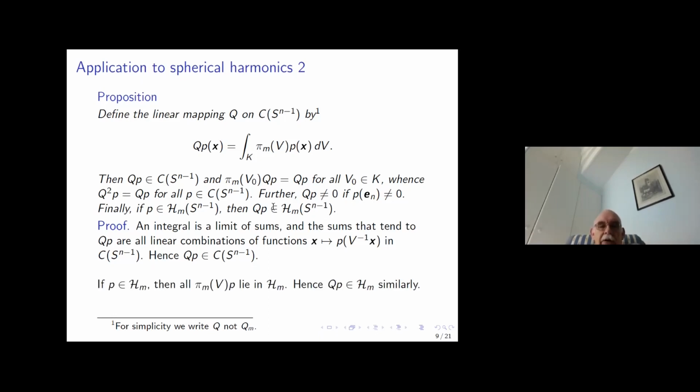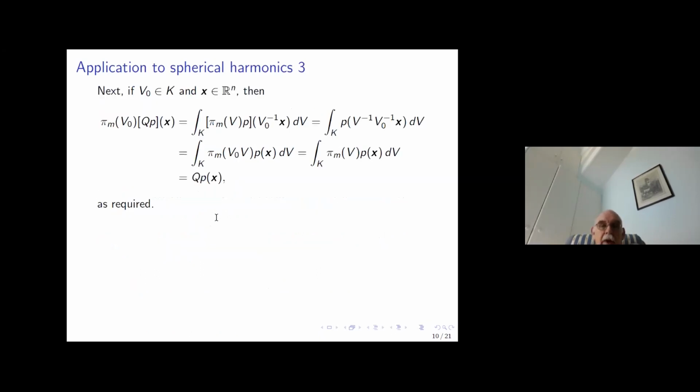The next thing to notice is that in the particular case that P is a harmonic polynomial, then all of the pi m v of P's, all of these things that I'm integrating together, are also harmonic polynomials. So I'm taking linear combinations of harmonic polynomials, which are still harmonic polynomials, and then I'm taking a limit of these, and for similar reasons, this is a harmonic polynomial. So I've proved the first bit, and I've proved the last bit.